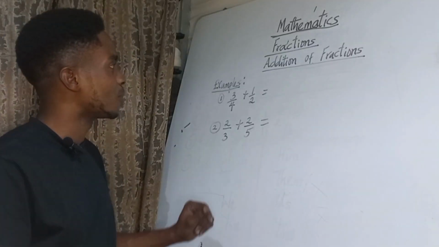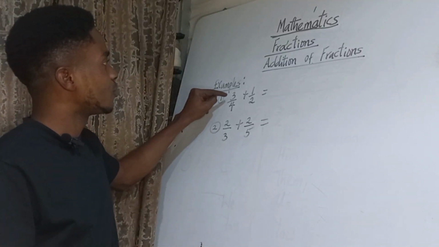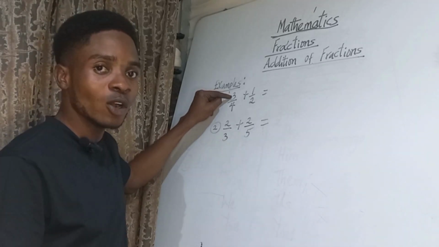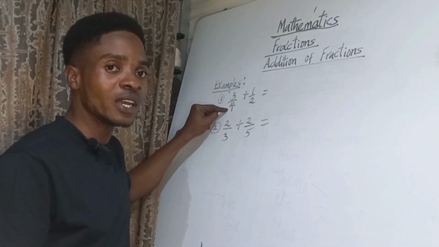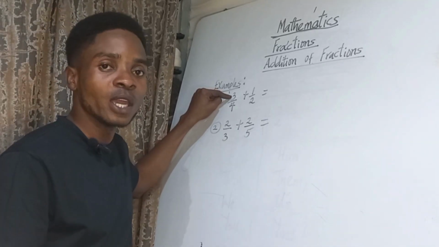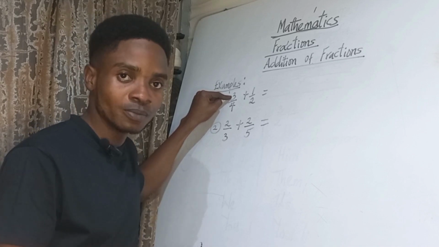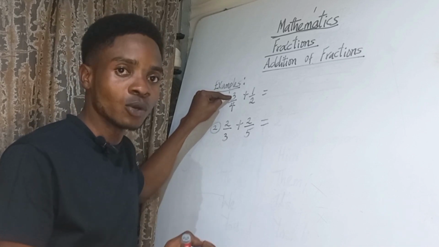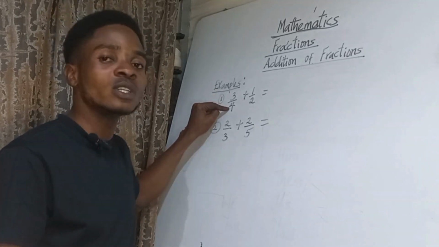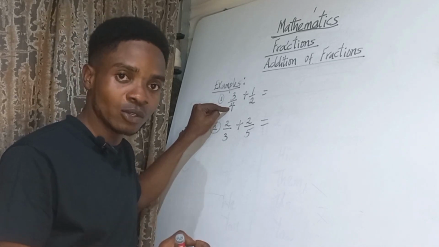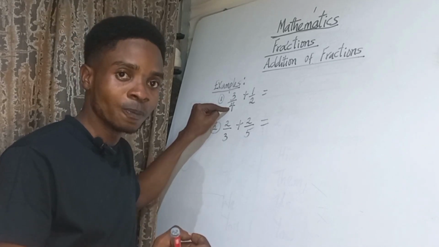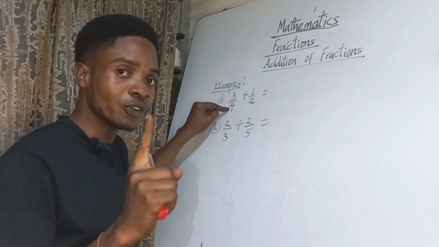Look at this, for example. Here we have 3 up here and we have 4 down here. When you have a number up here, we call it the numerator. We call it what? Numerator. When we have another one down here, we call it the denominator. Again, denominator, right? So do not confuse them for each other.